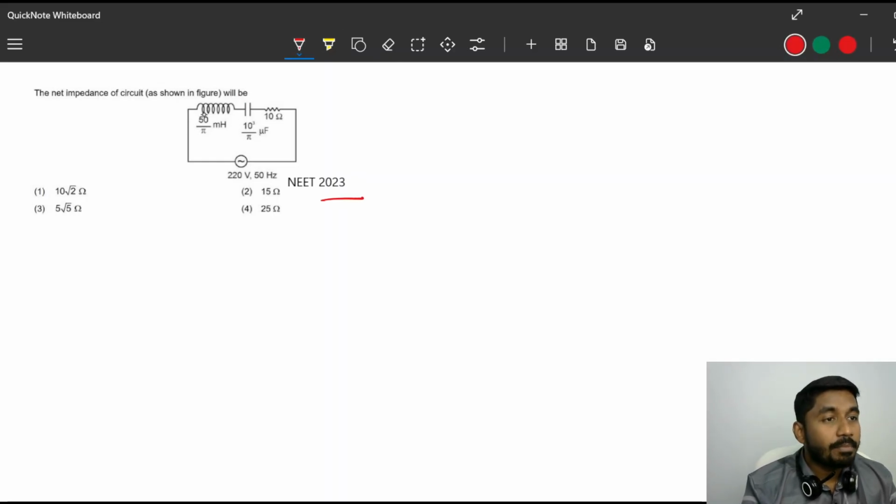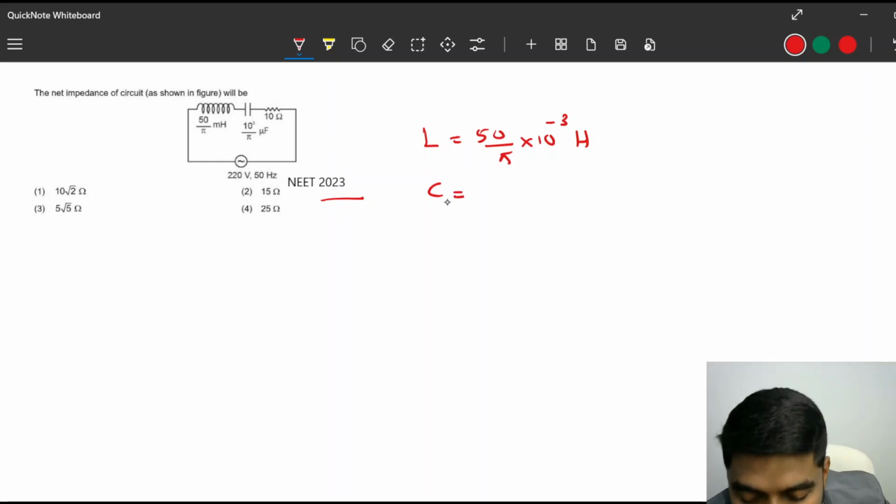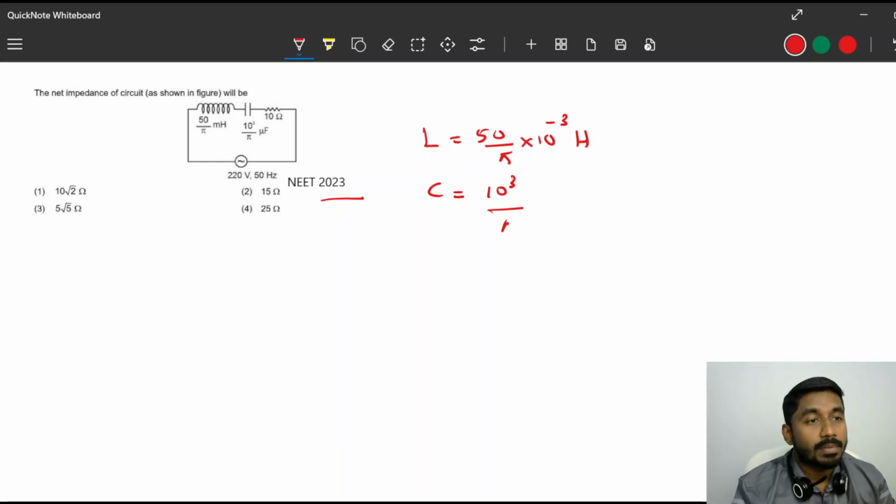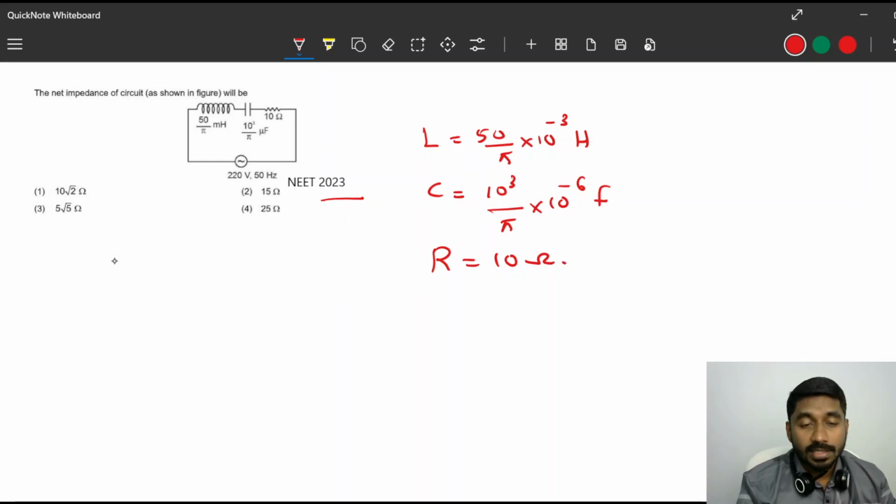Here the net impedance of the circuit. L is given as 50 by pi millihenry, so make sure you are converting it into henry. And the capacitor is given as 10 raised to 3 by pi, so convert it into 10 raised to 3 by pi into 10 raised to minus 6 farad. And resistance is given as 10 ohms. And we need to find the total impedance.